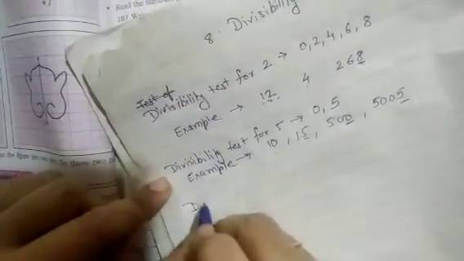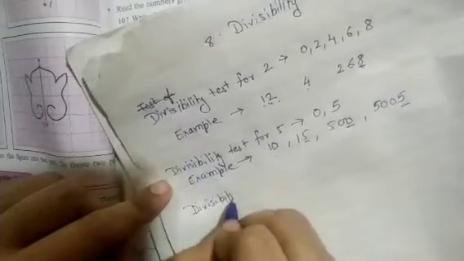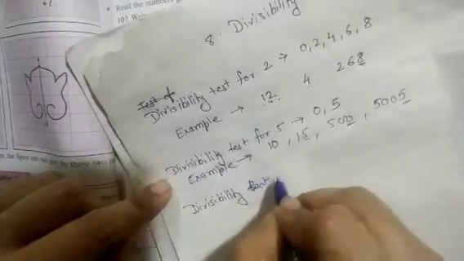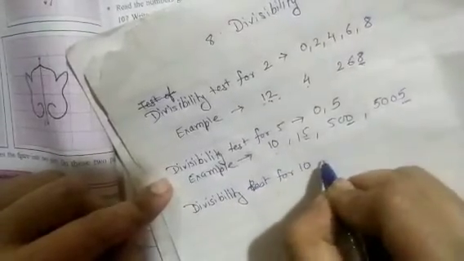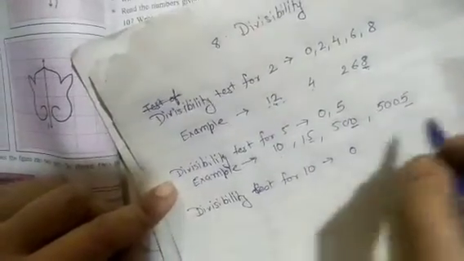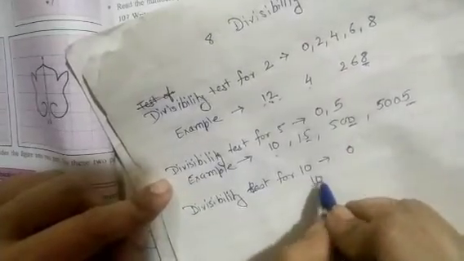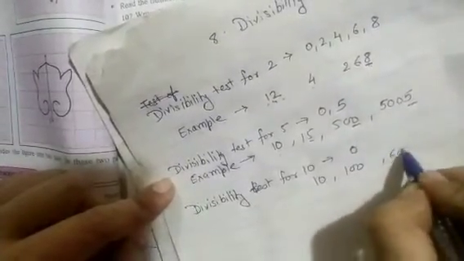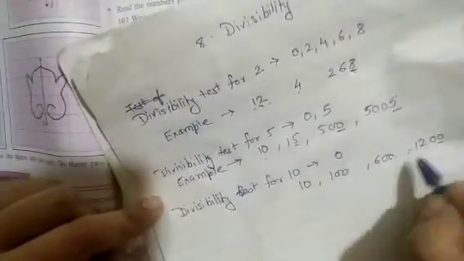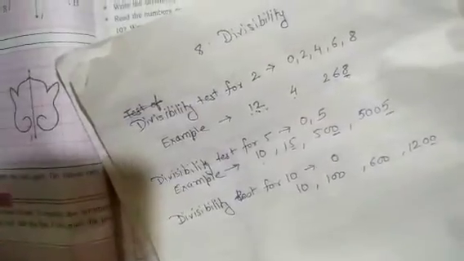Now the next test, the divisibility test for 10. If in the unit place there is 0, then that number is divisible by 10. It means you can take here 10, 100, 600, 1200. You can see in the unit place there is 0, so that number is divisible by 10. Okay, this is the revision part that you have studied in standard 5th.